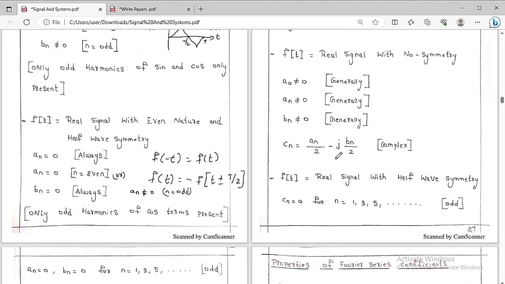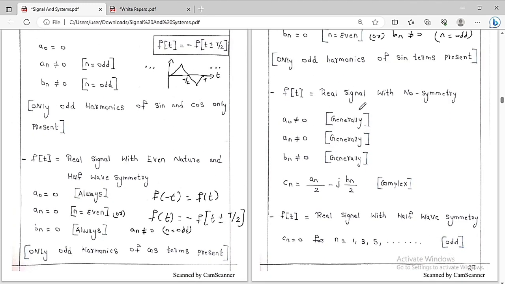Now let's go for the other case. Suppose f of t is a real signal with no symmetry. No symmetry means there is nothing like that. The odd signal property is not satisfied, the even signal property is not satisfied, and half-wave symmetry is also not satisfied. Suppose I have taken some signal and I have checked all the properties of the odd nature, even nature, and the half-wave symmetry. All these are not satisfied. So we can say it is not having any symmetry.